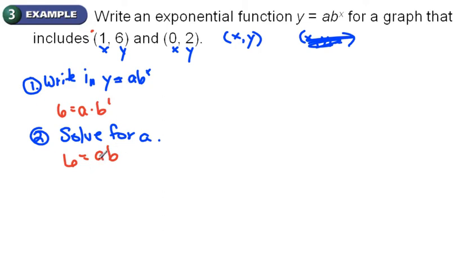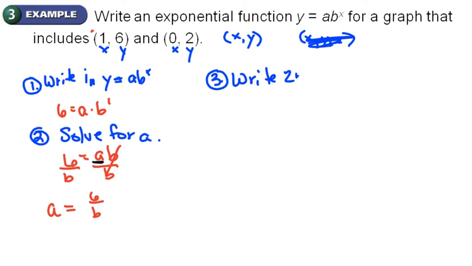Now solving this for a means I need to get this little guy by himself. He needs to be alone. So we are going to get rid of the b on that side of the equation. So we are going to divide by b. And we are left with a equals 6 over b. Now we're going to use this, so I recommend that you keep it nice and clean and you've identified it. Now we come over here and we write second y equals ab to the x.